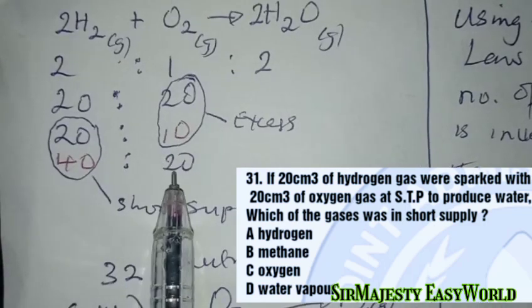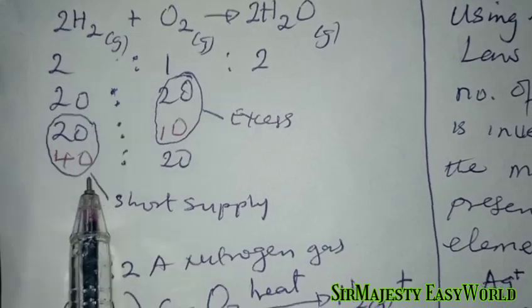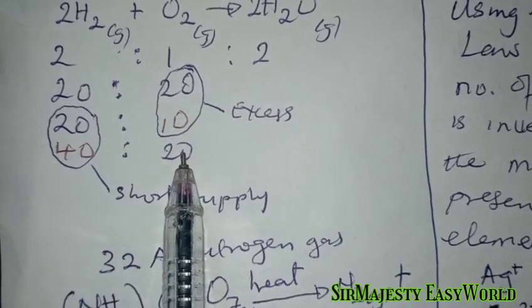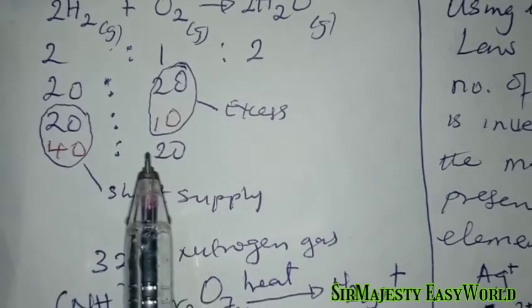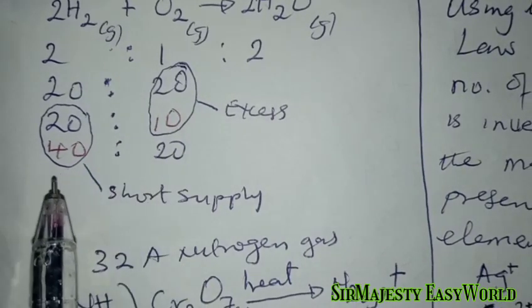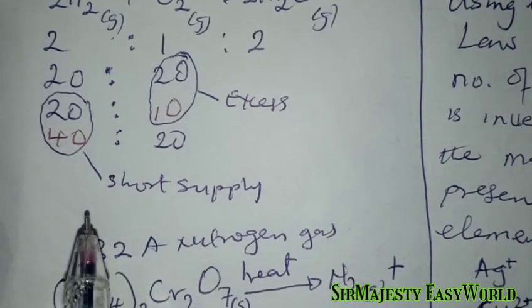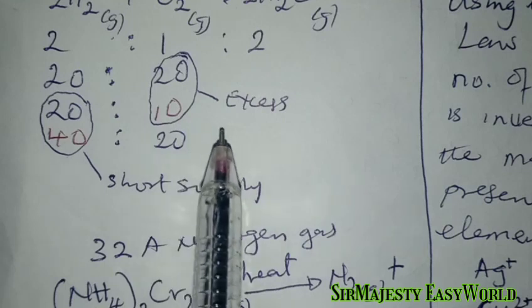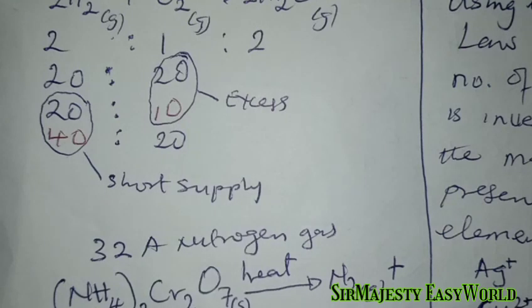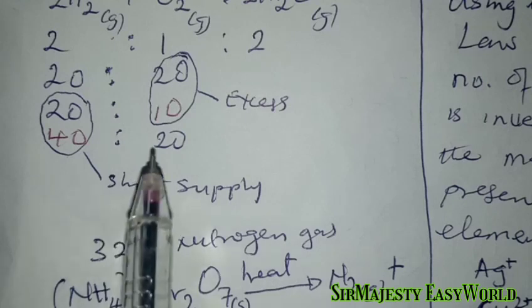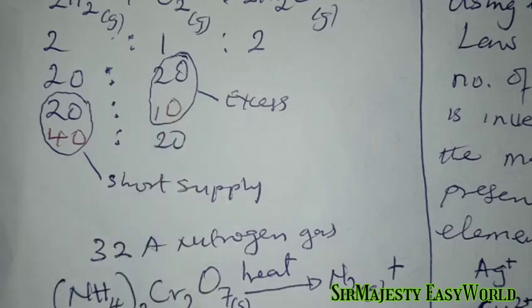But you can also say if 20 was provided, you need 40 of this. And which shows that since 20 cm cube of oxygen was provided, it means that 40 cm cube of hydrogen is required, which means that 20 is less than what is expected. Therefore, hydrogen gas is in shorter supply, which means that oxygen was in excess. It was in short supply of 20 cm cube. It requires extra 20 before it could react completely with the 20 cm cube of oxygen provided.